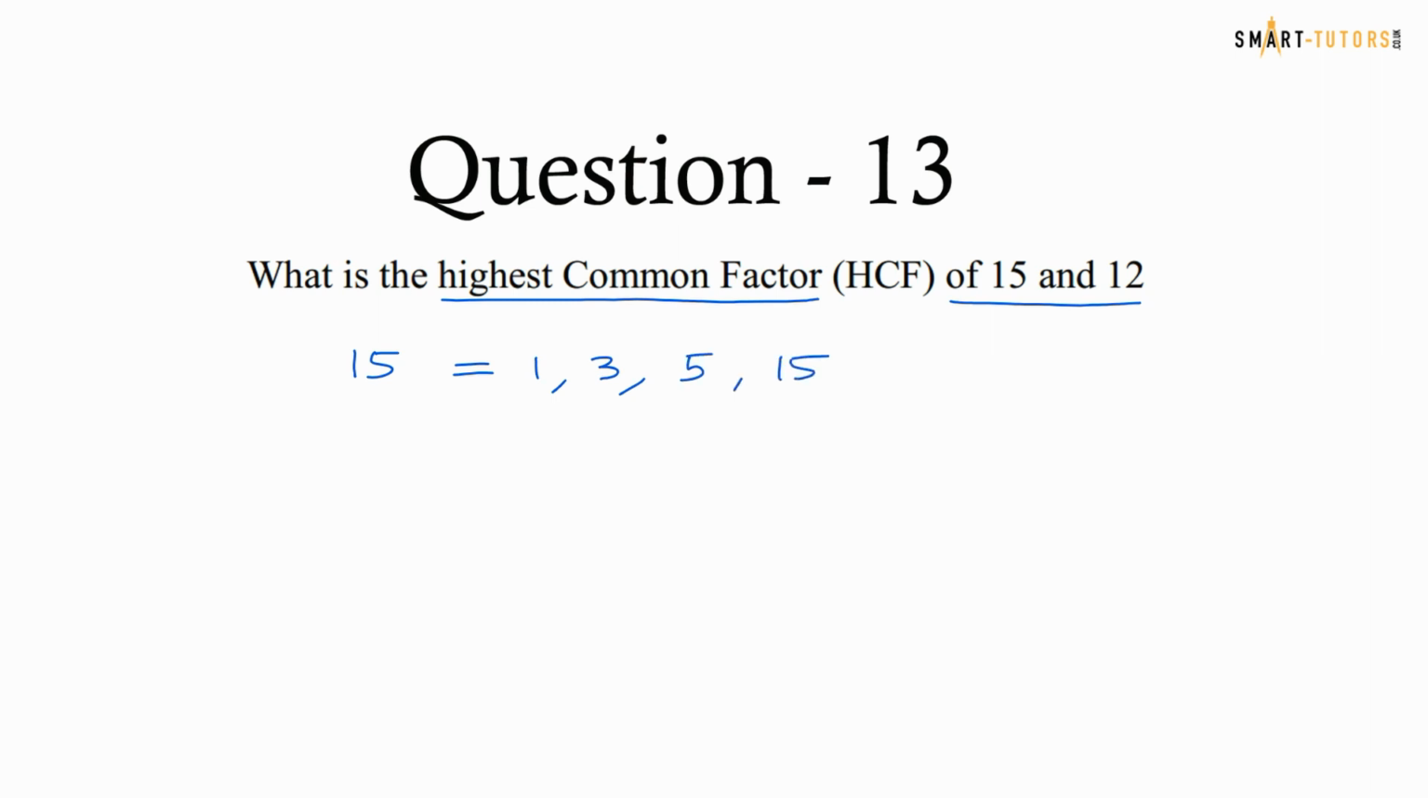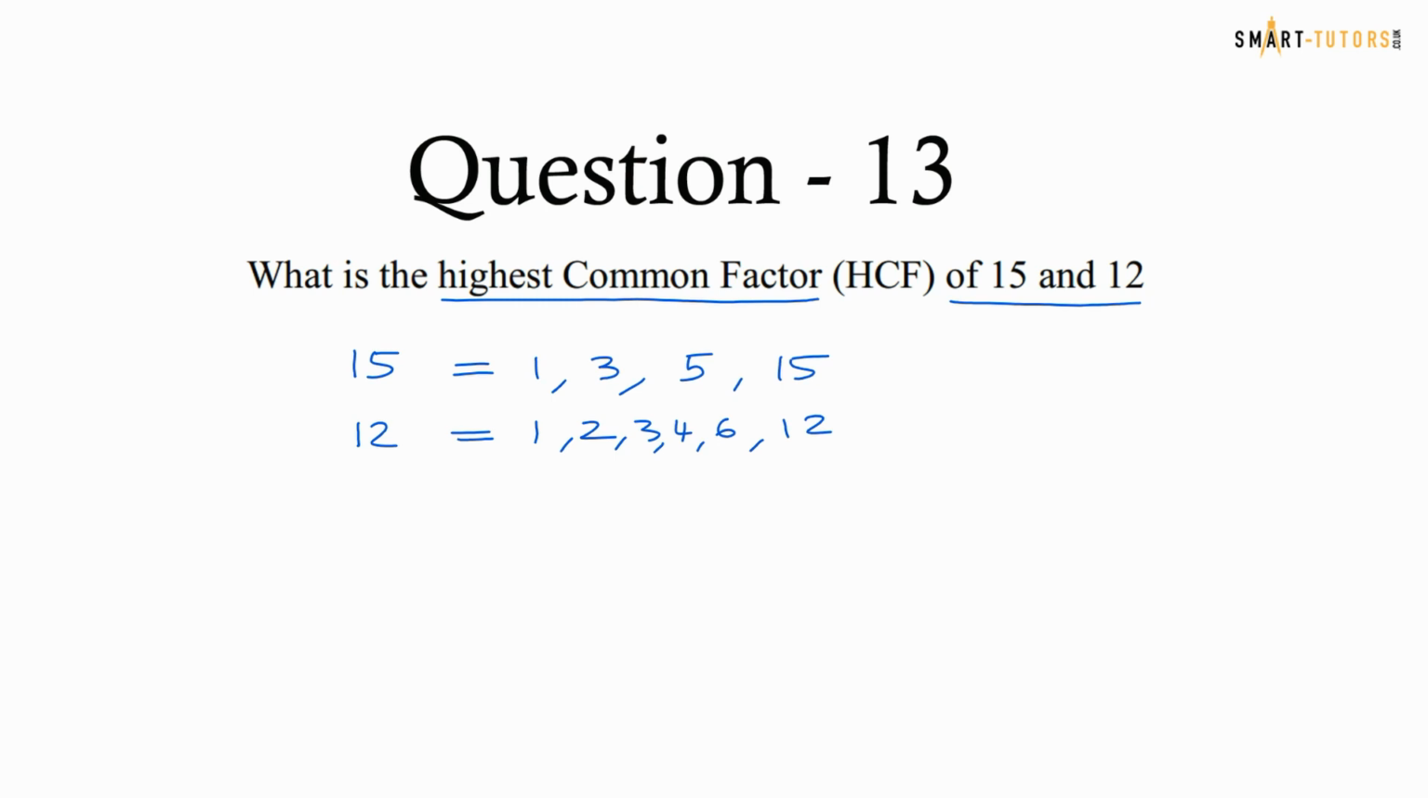So the easiest way to do is 1 times 15, 3 times 5. So you can write all the factors like that. So 12, what are the factors of 12? 1 times 12, 2 times 6, and 3 times 4. So 1, 2, 3, 4, 6, 12 are the factors.